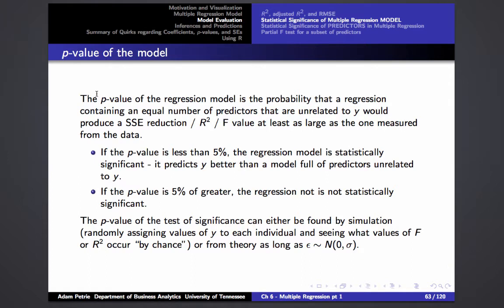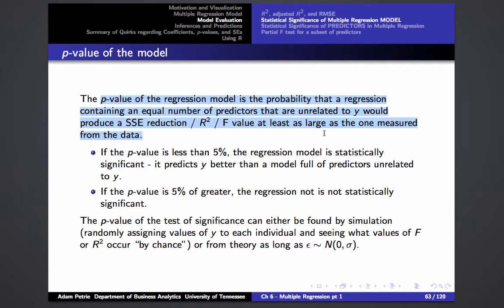Well, we look at the p-value of the regression model. This is an important thing to remember. The p-value of the regression model is the probability that a regression containing an equal number of predictors that are completely unrelated to y, so basically a completely nonsense model, would actually give you a reduction in the sum of squared errors, a value of r squared, or an f value at least as large as the one that you measured from your data.